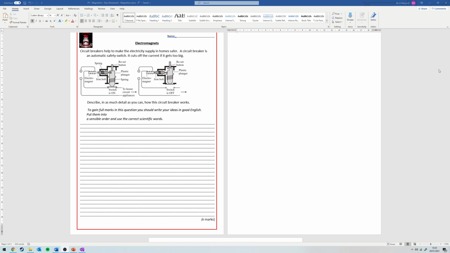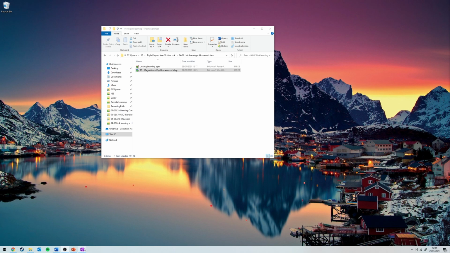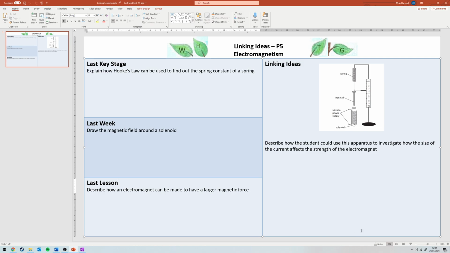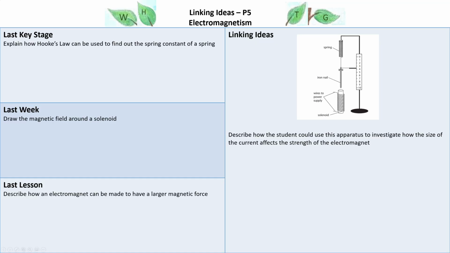So hopefully you've had a chance to pause the video, do the task and come back to it. We will start with the linking learning first. So I'll get my pen. Okay, explain how Hooke's law can be used to find out the spring constant of a spring.